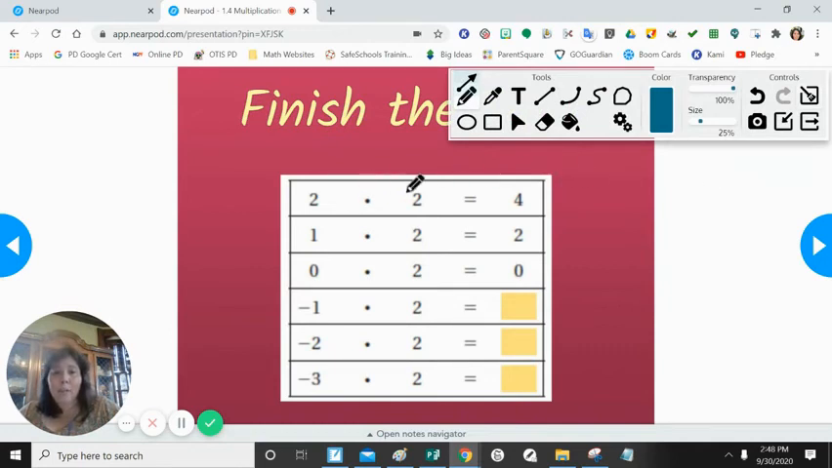A positive number times a positive number is a positive answer. Positive 1 times positive 2 is a 2. We multiply by 0, our answer is 0. Now one of our factors is negative, so our answer is going to be a negative number. Again, one factor is negative, so our products are negative as well.